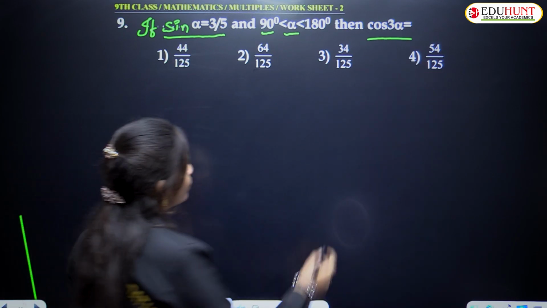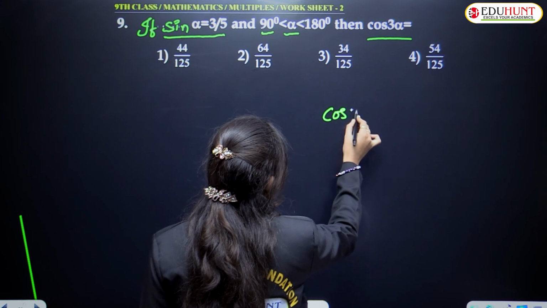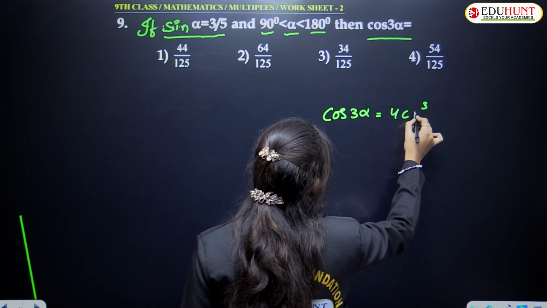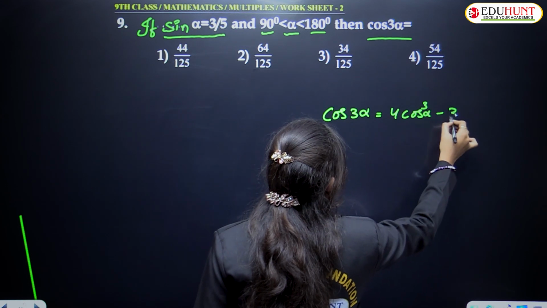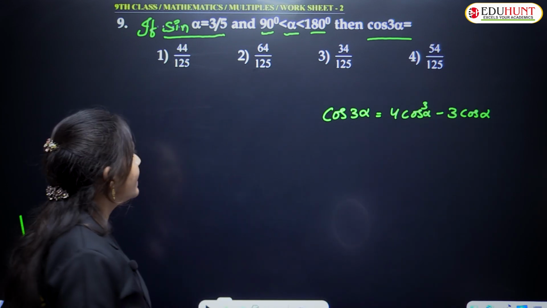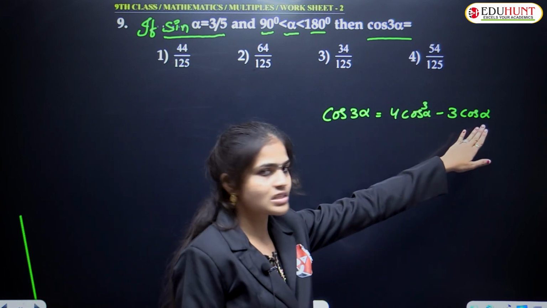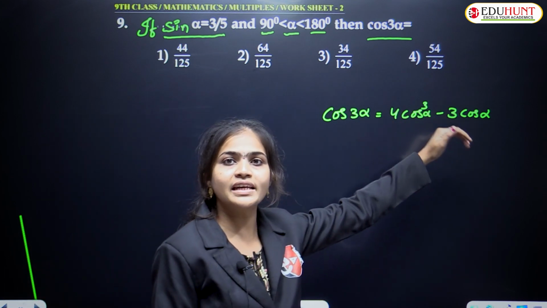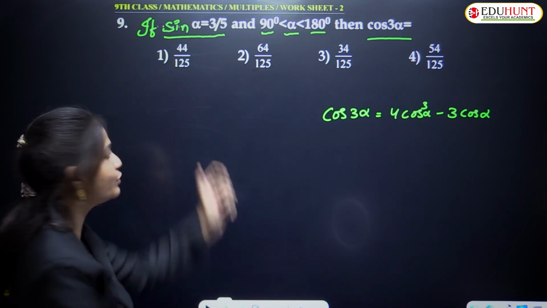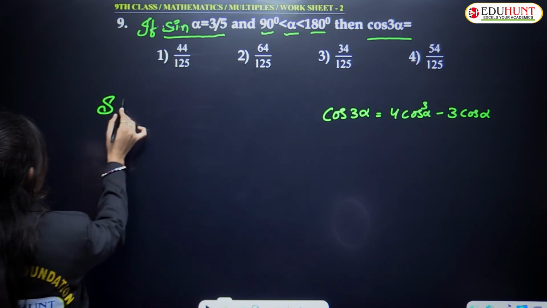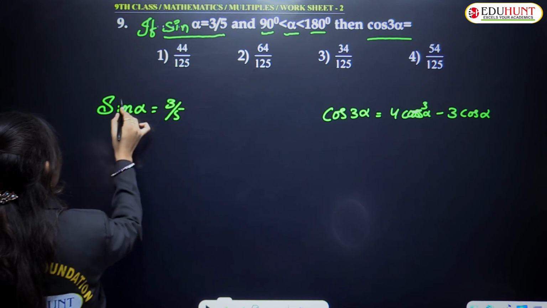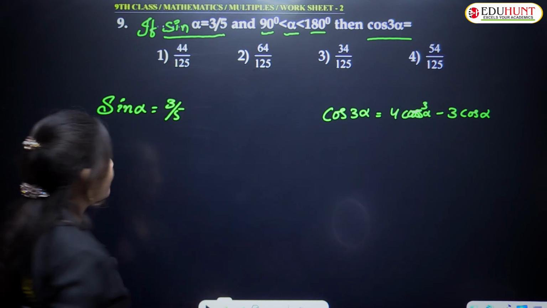So children, here we already know the cos 3 alpha formula. What is that? 4 cos cube alpha minus 3 cos alpha. Actually this is the formula, right? Here we have cos cube alpha and cos alpha, so to simplify this we require the cos alpha value. But they gave the sin alpha value, no? Sin alpha is equal to 3 by 5.